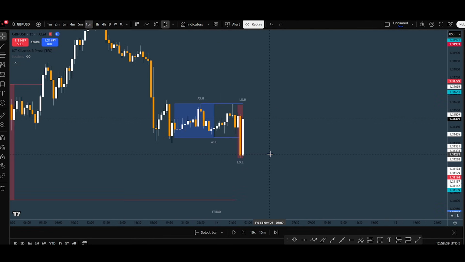For example number 2, we're still on GBP USD, starting on the 15-minute time frame. First thing we want to do: are we in session? Yes, the session has just begun, 2:45. And where is Asia high and Asia low? And have they been swept?